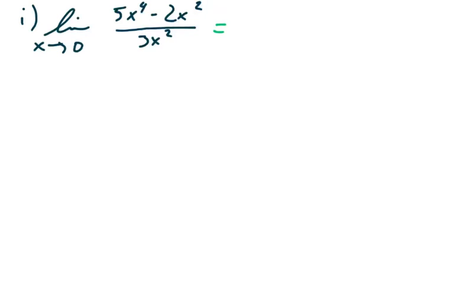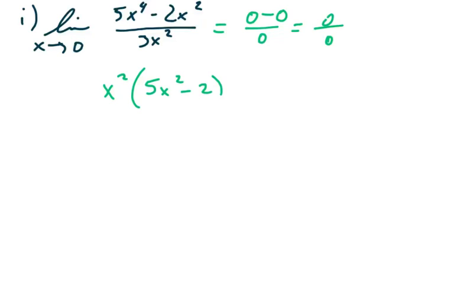All right, question I. If I plug in 0, we're going to get 0 minus 0 over 0. All right, so when we get 0 over 0, we have to factor. The numerator, I have a common factor of x squared, so that's going to leave me with 5x squared minus 2. And in the denominator, we have an x squared being multiplied by a 3. So those x squareds can cancel.